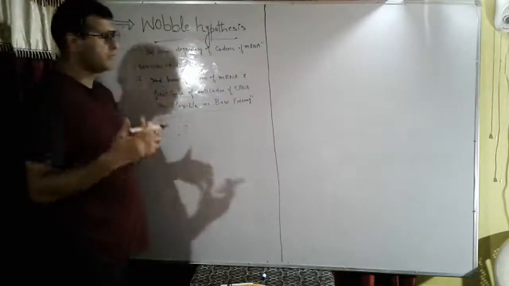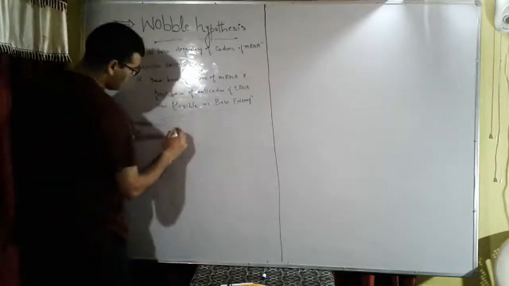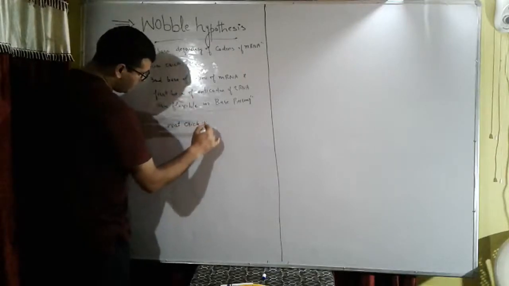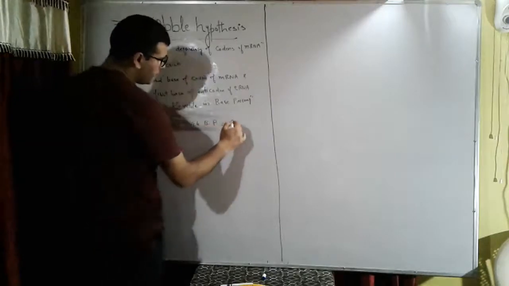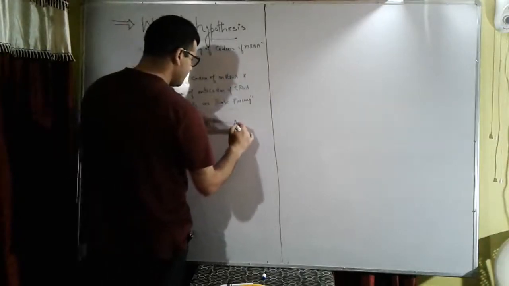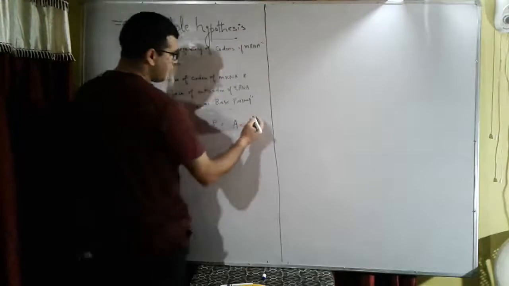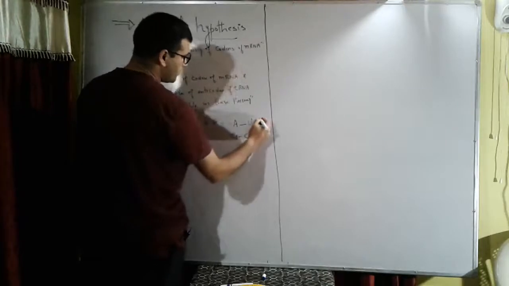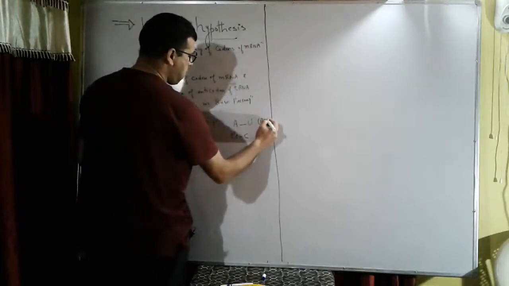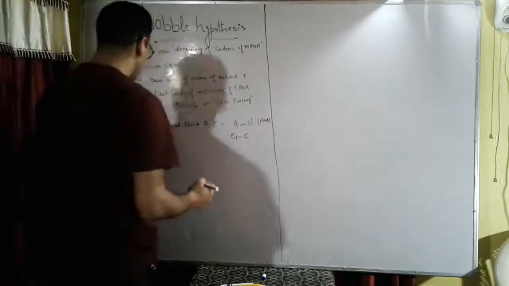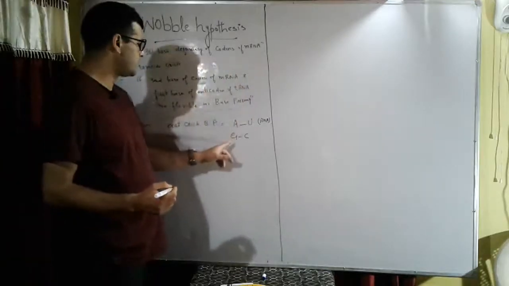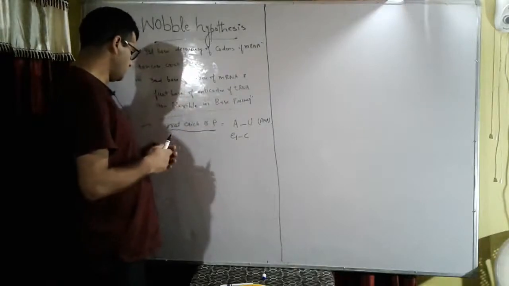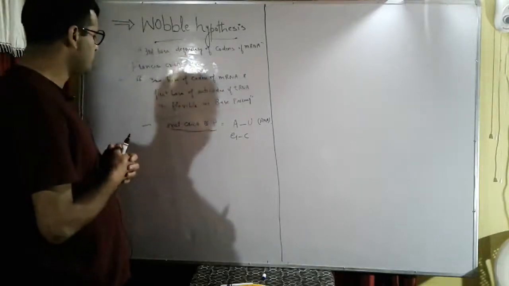Actually, we have the Watson and Crick base pairing rule. In RNA, adenine pairs with uracil and guanine pairs with cytosine. This is the normal Watson and Crick base pairing rule.